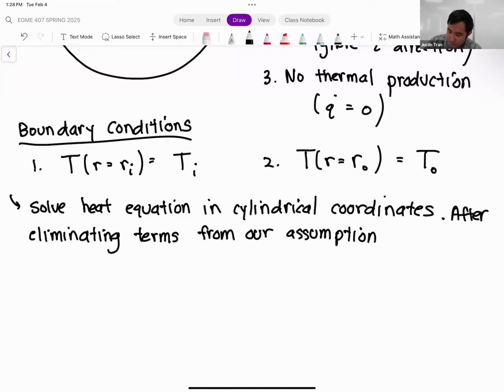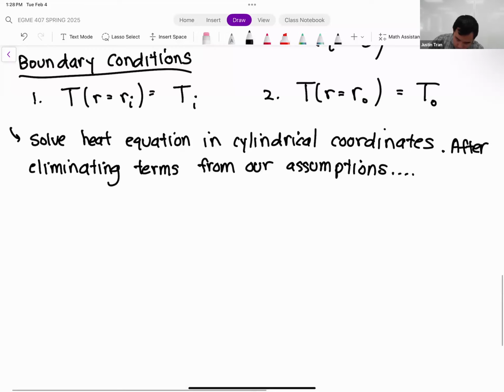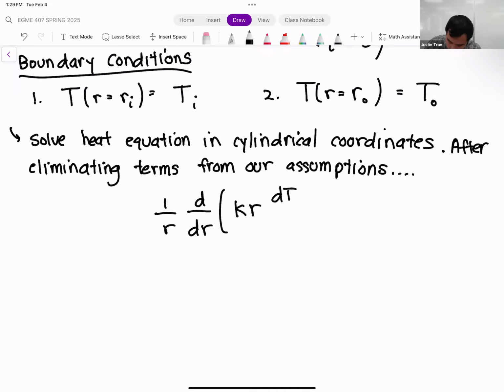So after we eliminate the terms from our assumptions, we're only left with one single term here, which is 1 over r, d/dr of k r dT/dr, is equal to 0. We had a time derivative term that goes away, a thermal production term that goes away, a term with a derivative with respect to theta that goes away, and a term that has a derivative with respect to Z that goes away. So 4 out of the 5 terms we eliminate, and this is the only one that's left.